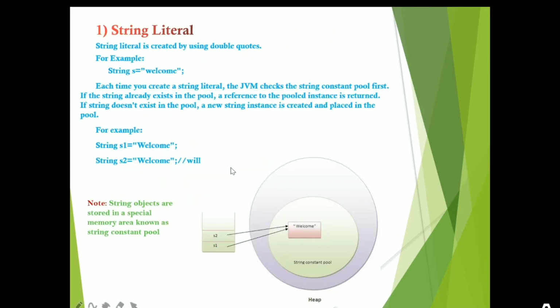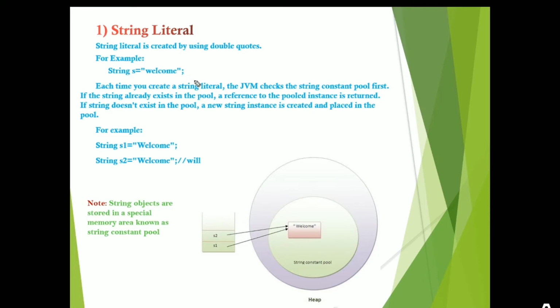First, the string literal. A string literal is created with the help of double quotes. By using double quotes, we can create the string object. For example, String s = within the double quotes, I assigned welcome. Now s is assigned welcome. This is specified in double quotes. This is one of the methods, using the string literal. Here we are using the double quotes.